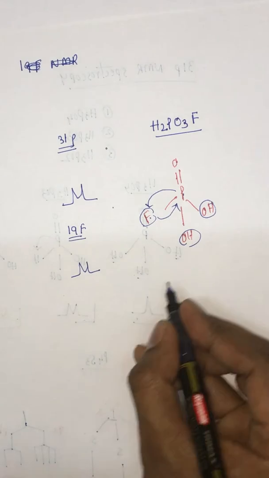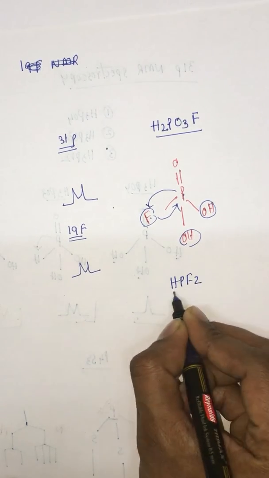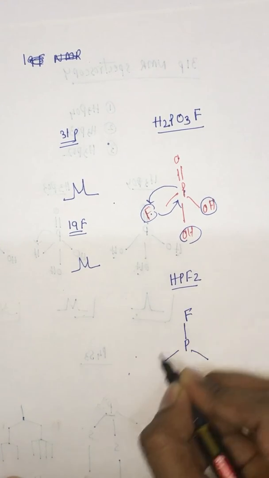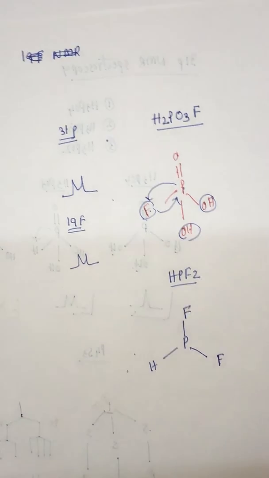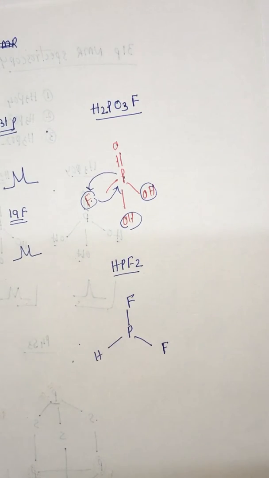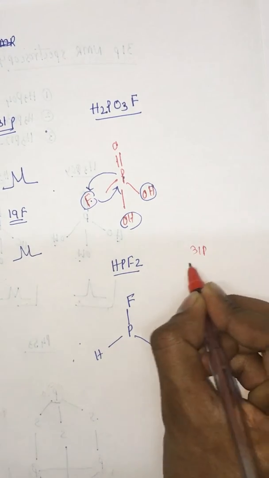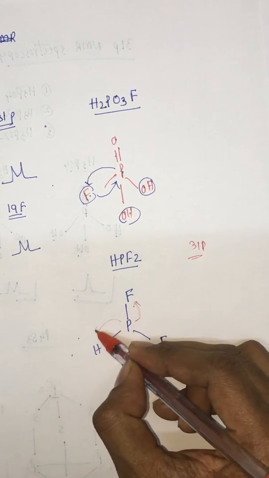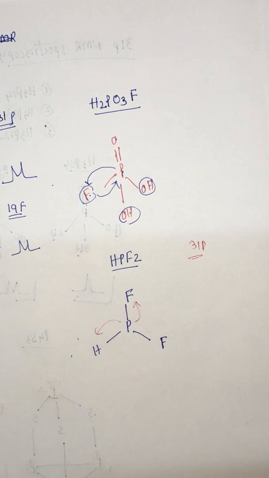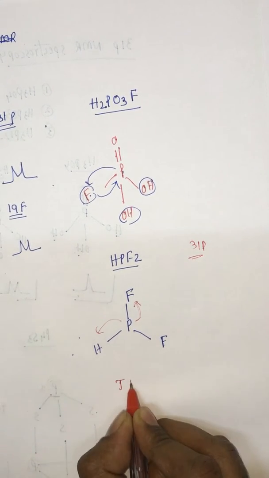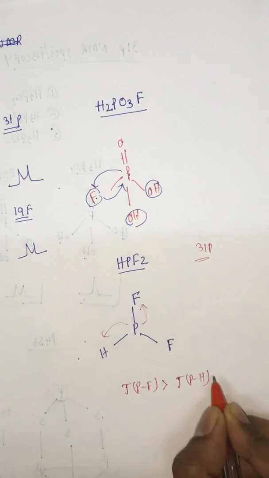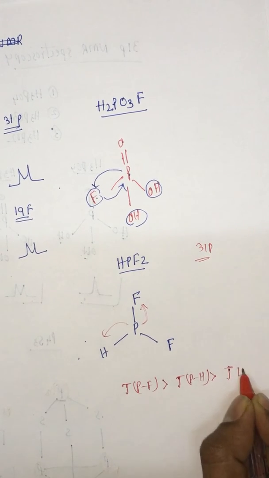So now we have another example, that is HPF2. Here phosphorus is the central atom, with F, H, F. So this is the structure. Now here we need to focus more. When we record 31P NMR for this compound, phosphorus can couple with fluorine as well as hydrogen. So which one will undergo coupling first? For this we need to see the coupling constant. The coupling constant of phosphorus and fluorine is greater than the coupling constant of phosphorus and hydrogen, and that is greater than the coupling constant of hydrogen and fluorine.